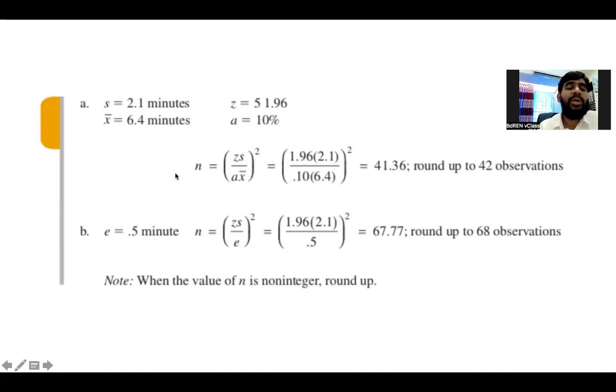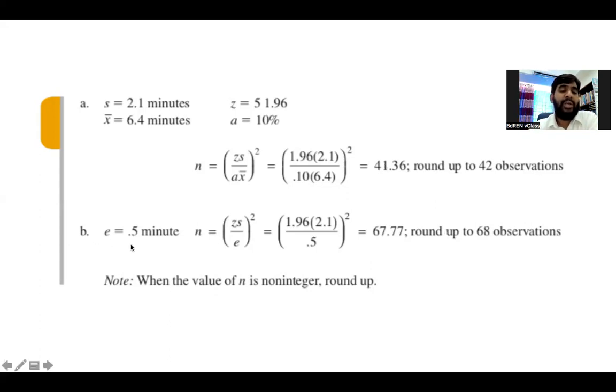Here, if you are expecting 10% error, then you have to repeat the job 42 times. That means 42 times you will repeat the job. If it is cutting, the same worker will cut the same materials 42 times, to know the standard time. What is the standard time to produce a product?